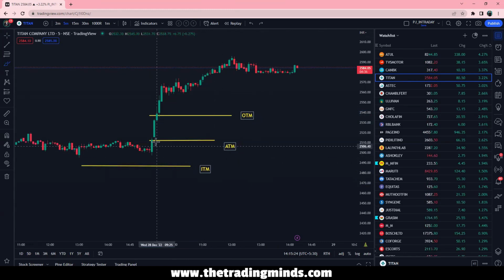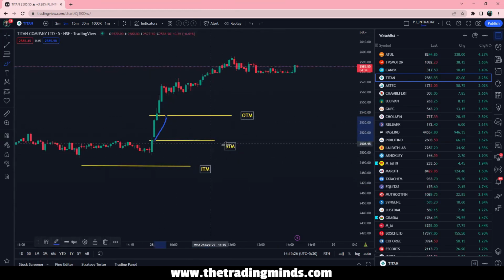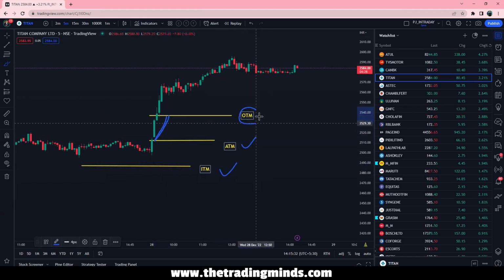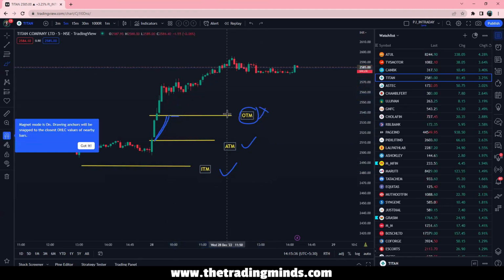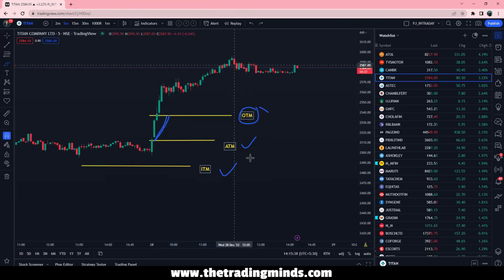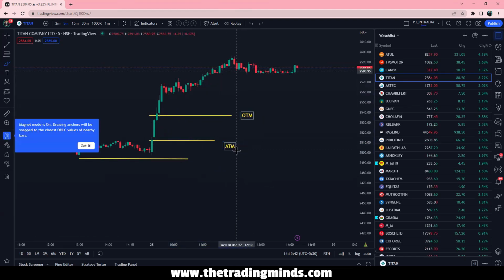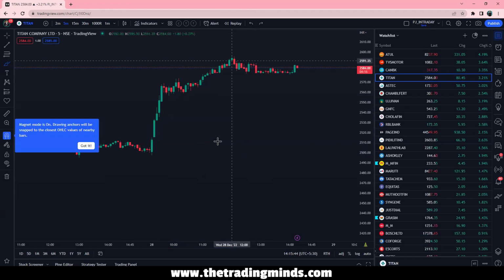Because if the trade only went till here, you could still make a profit in this. But you could not have made a profit in the OTM if the price doesn't move above this line. This is the reason I'm telling you, always use the at the money strike price, and always work with one strategy.